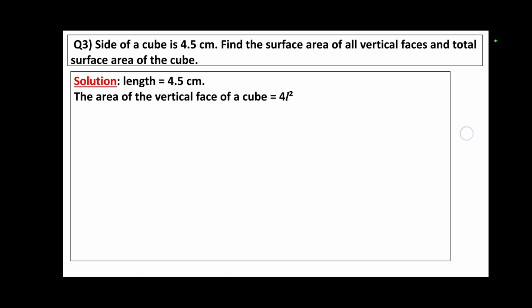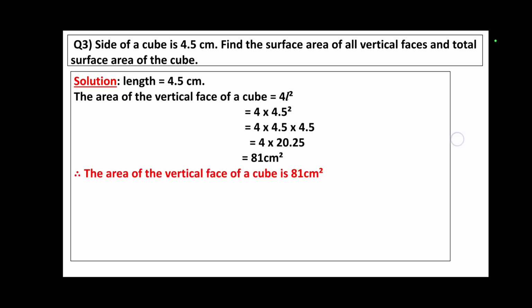Substitute the value of L, 4.5 square. 4.5 stands for 45 only. 45 into 45 we get how much? 2025. After one decimal number, it becomes two decimal places, so 20.25. Multiplied by 4 we get 81. We have to put the decimal after two numbers.